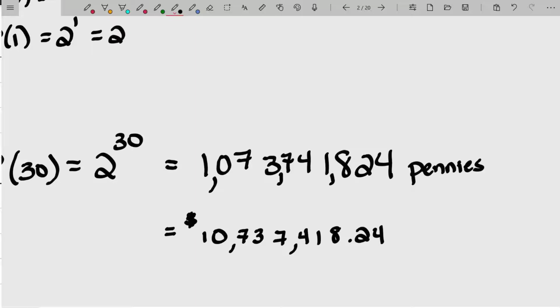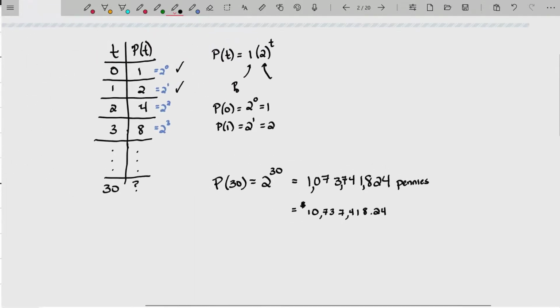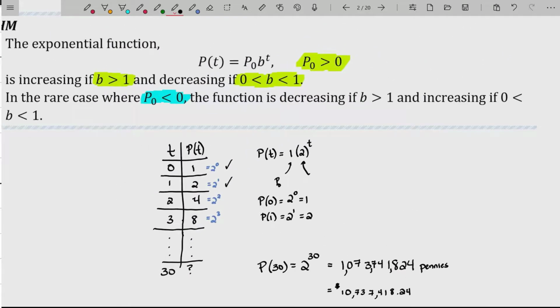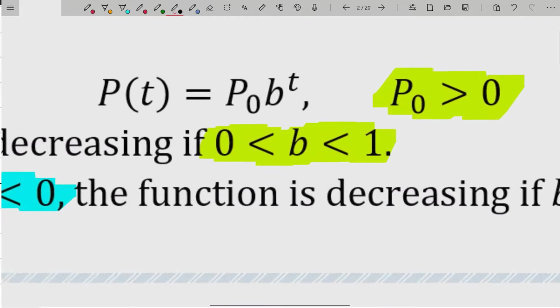$10,737,418.24. So that is the power of doubling, only 30 days later. So obviously she would be able to afford that couch. You could do the same trick if you try a base that's less than 1, but still positive.